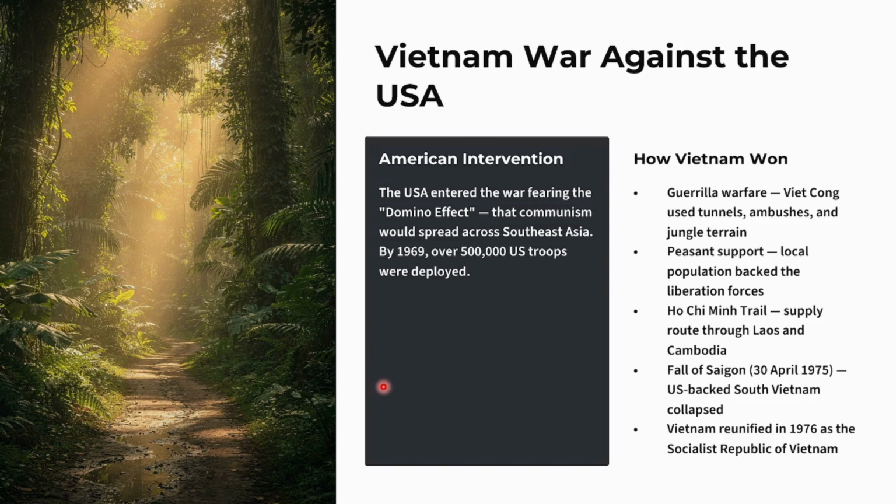Okay. So Vietnam War against the West. So American intervention. So the US entered the war fearing the domino effect, that communism would spread across Southeast Asia. In 1969, over 5 lakh US troops were deployed. So how did Vietnam win? So guerrilla warfare. The Viet Cong used tunnels, ambushes and jungle terrain. So peasant support, the local population backed the liberation force. The Ho Chi Minh Trail was a supply route through Laos and Cambodia.